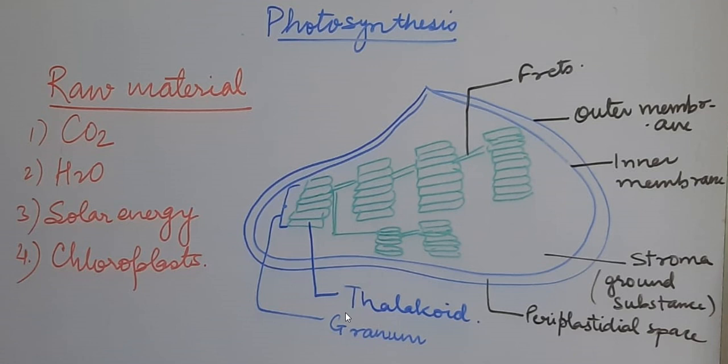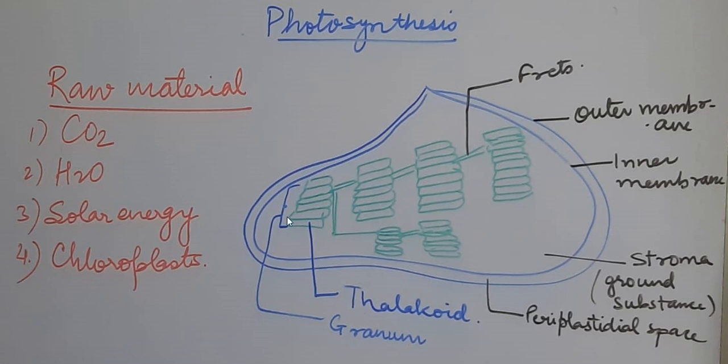Where are they located? They are present in a fluid, a space filled with a colorless ground substance called stroma. Ordinarily there are somewhere around 40 to 50 chloroplasts present in a cell, and the pigment chlorophyll is present where? In the walls of the thylakoid.